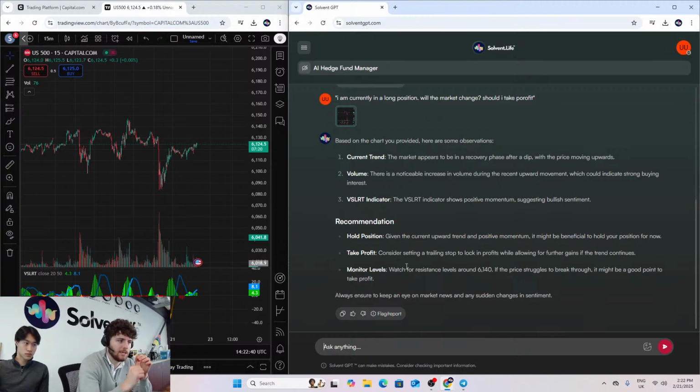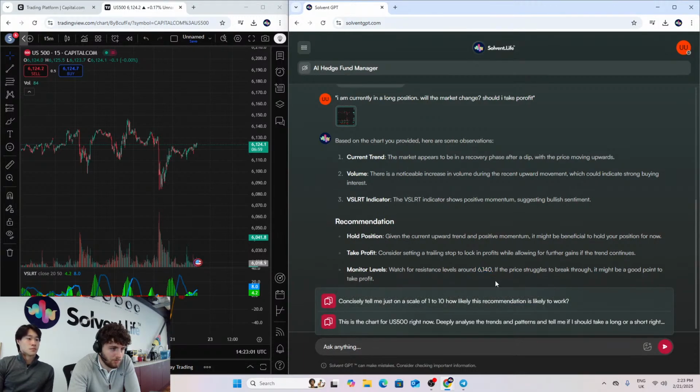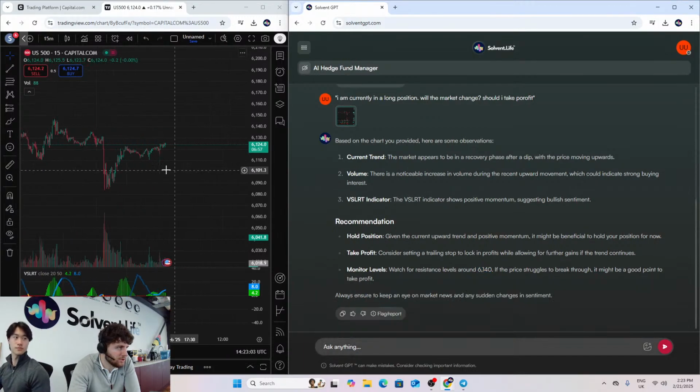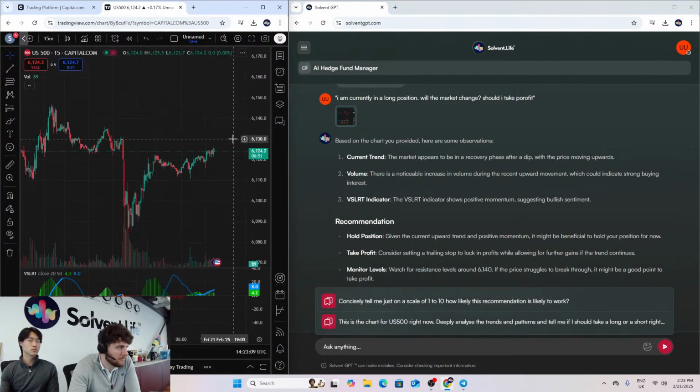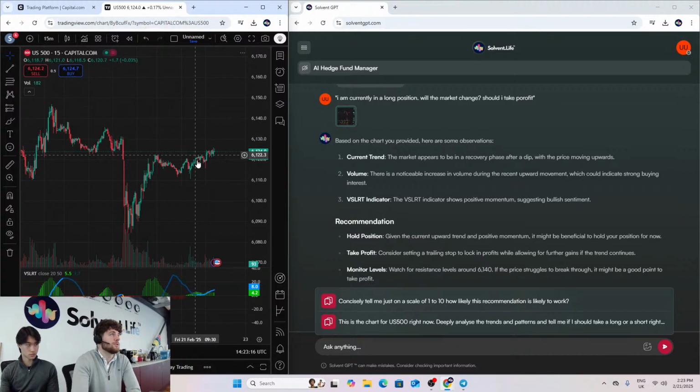So it's recommended that we actually hold this position. It will be beneficial to hold our position for now. Consider setting a trailing stop to lock in profits while allowing for further gains if the trend continues. Monitor levels. Watch for resistance levels around 6,140. Okay, we will continue to carry on with this trade. I think 130 will be a fantastic place to exit, but we will take maybe 127, 128.